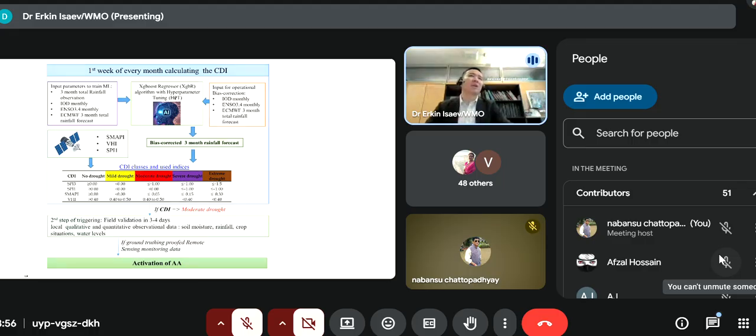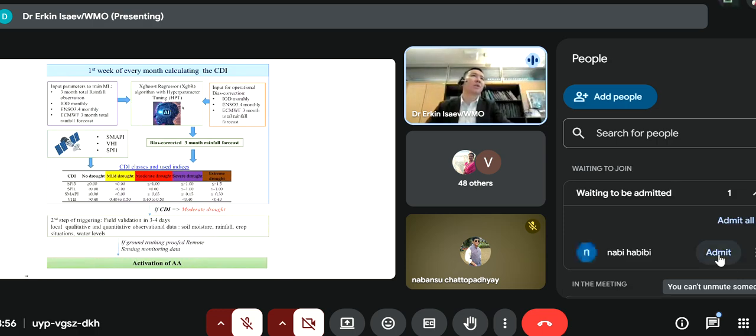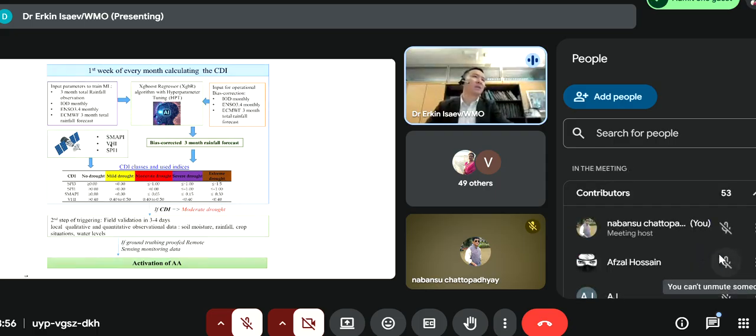So here we can see bias corrected rainfall by using this machine learning algorithm, and also observed soil moisture with the vegetation health index and SPI, all of them averaged for 1 month. And here is the calculation of the combined drought index, and based on where it's fitting, the combined drought index will alert mild drought, moderate drought, severe drought.